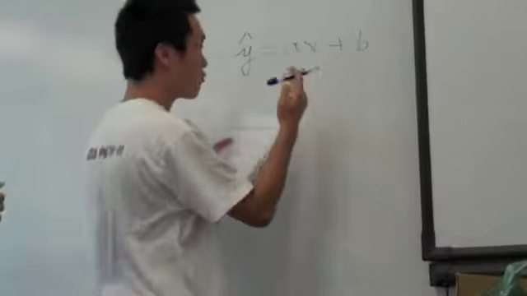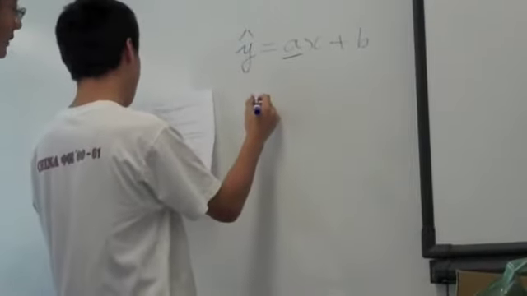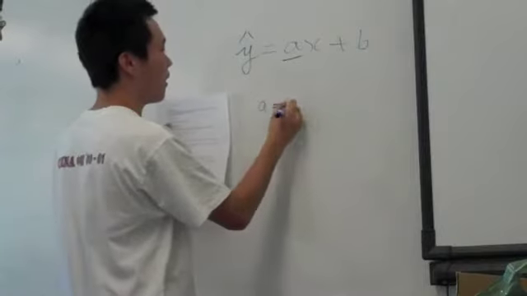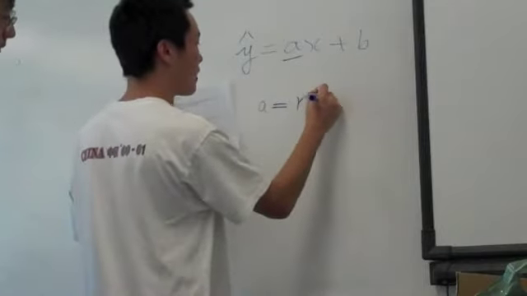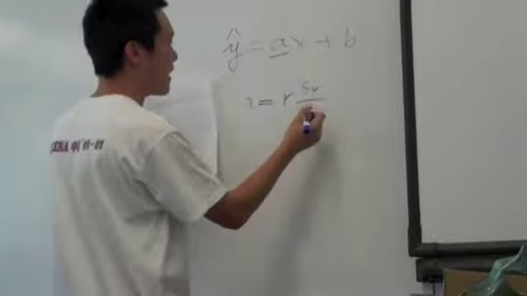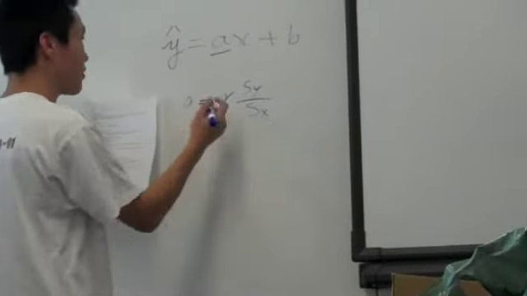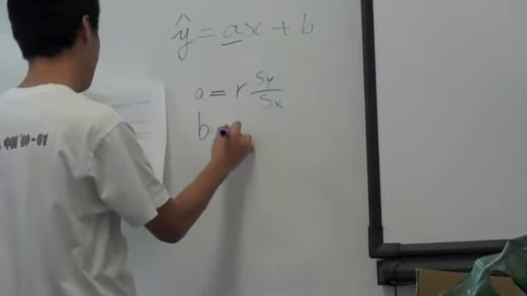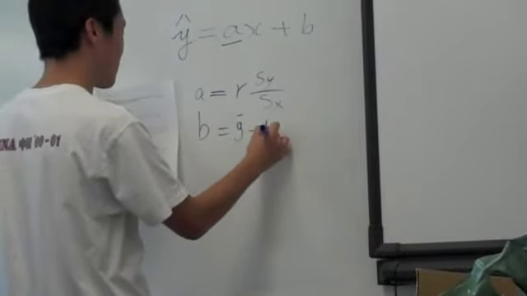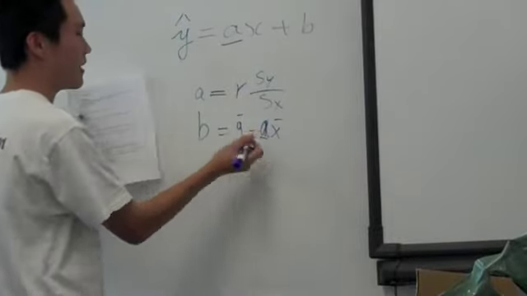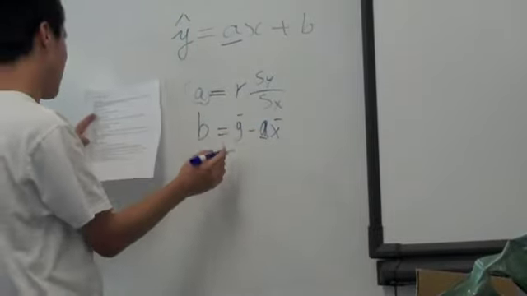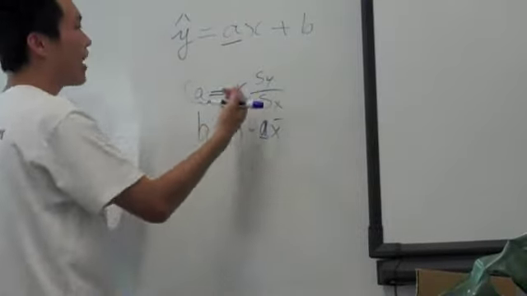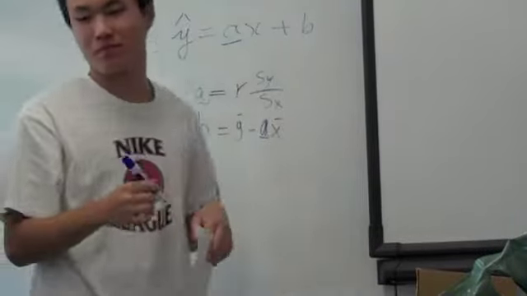Okay, if you want to find the slope a, it is a equals r times s_y over s_x, where s is the standard deviation. If you want to find the y-intercept, which is b, b equals y-bar minus a times x-bar. So this is how to calculate the a and b values. Very smart. Okay, please sit back.